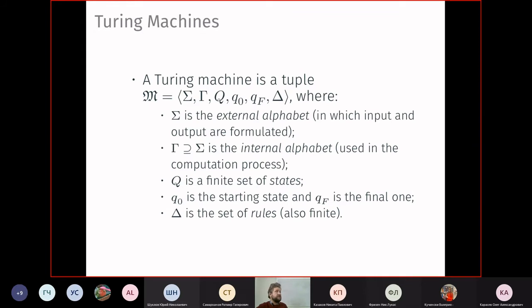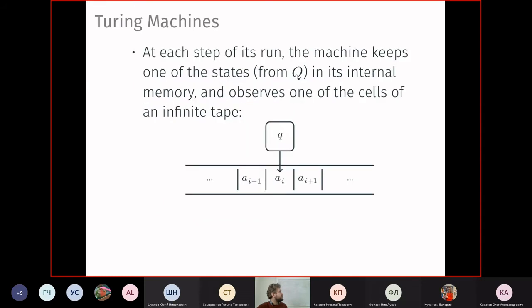So, what is a Turing machine? Well, this is a formal definition. It's quite long, but it says that we have an alphabet in which our input is given. It's called sigma. There is gamma, which is the alphabet used internally. It could be bigger than sigma, so there are also other letters. There is a finite set of states, and there are starting and ending states, and a set of rules.